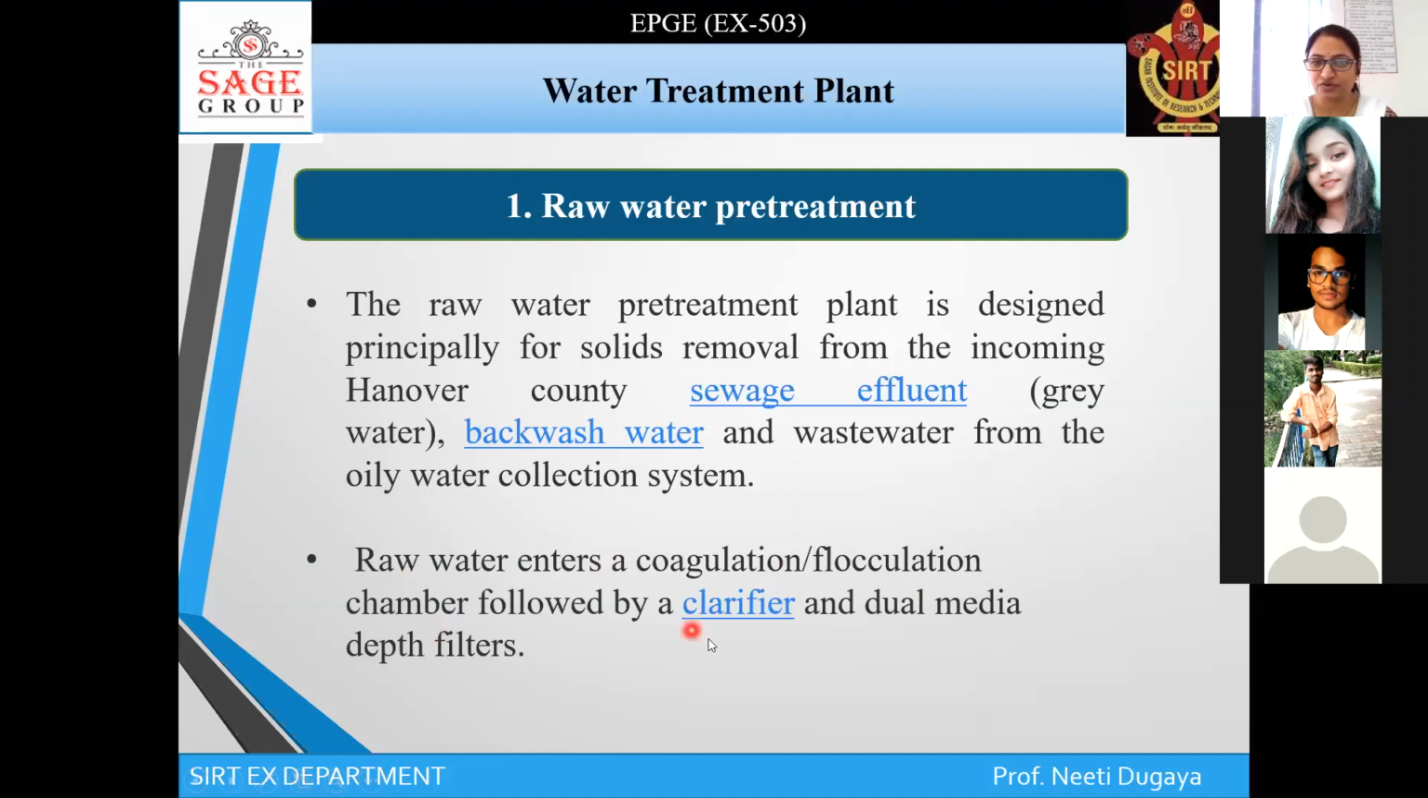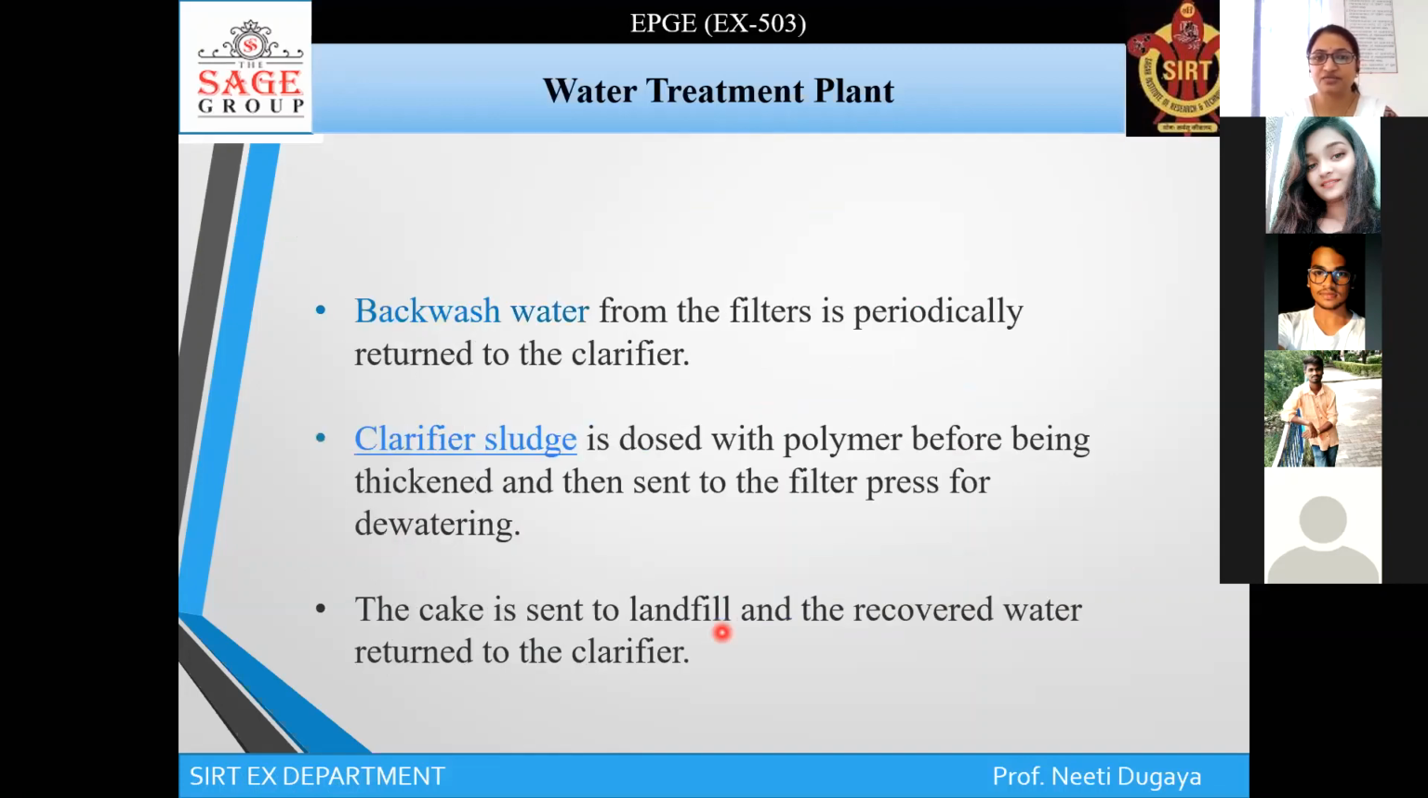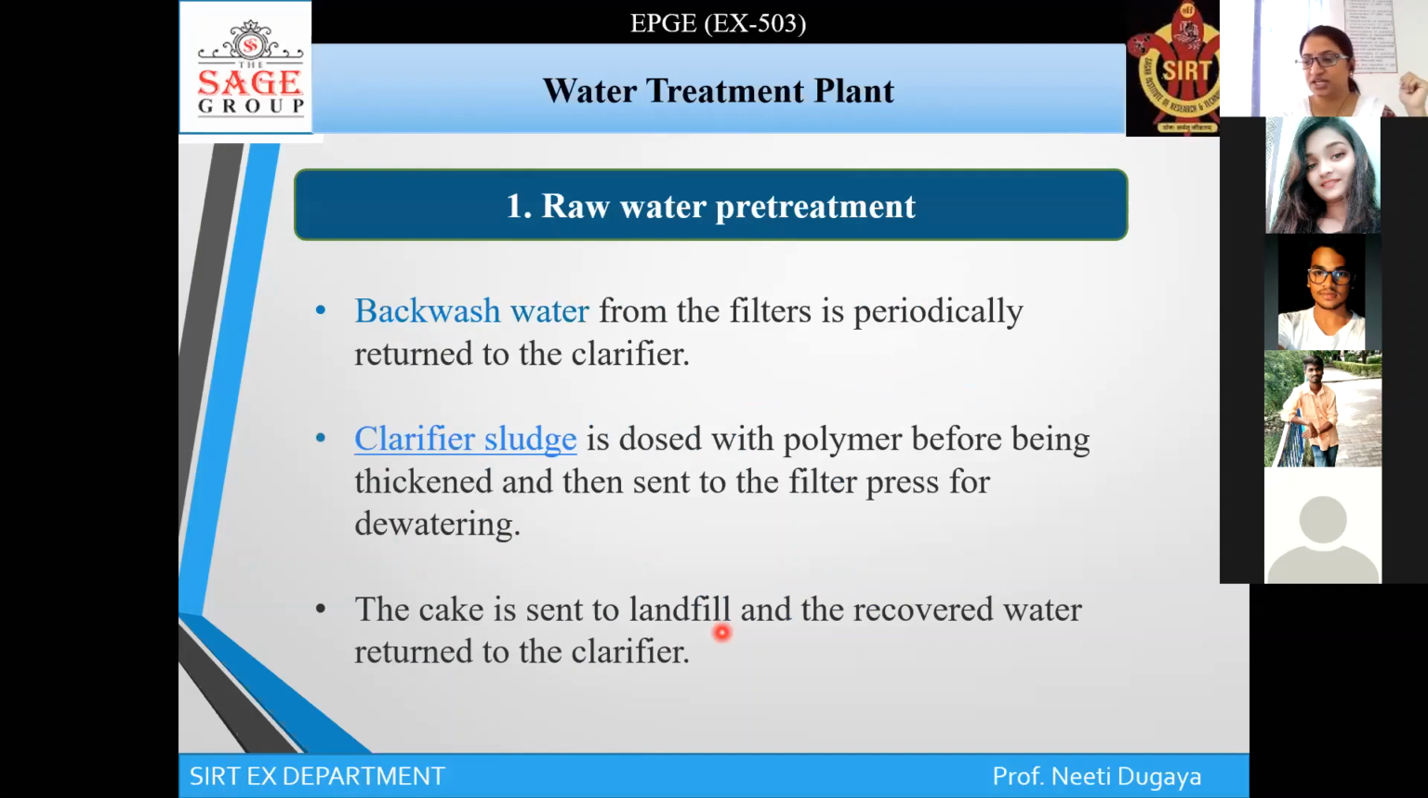which is followed by a clarifier and a dual media depth filter. So the raw water treatment plant contains the coagulation chamber and the clarifier, and it has dual media depth filters also to filter out the solid waste. Then the backwash water from the filter is periodically returned to the clarifier. The clarifier sludge is dosed with a polymer before being thickened and then sent to the filter press for dewatering.